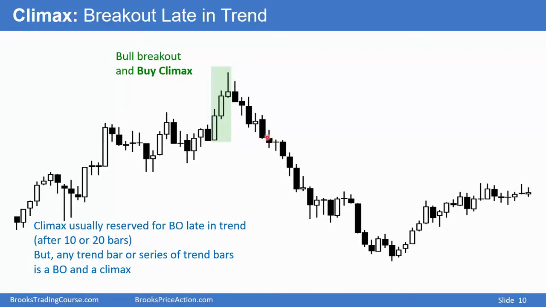Since there was the possibility of a double bottom here, I call it a double bottom, even though there was no significant attempt at a double bottom in this case. Once we break below this low, I look at it as a failed double bottom. I'm looking for a measured move down.